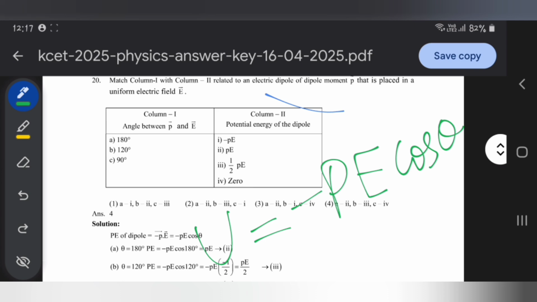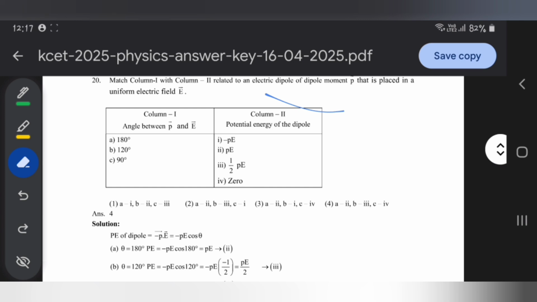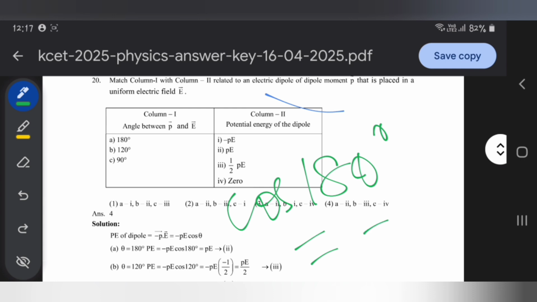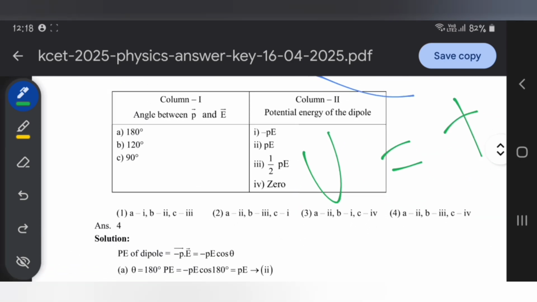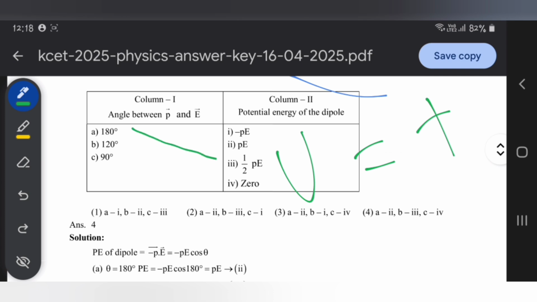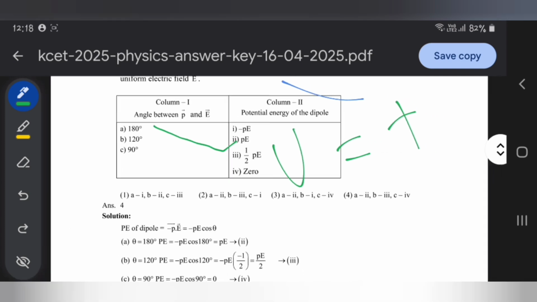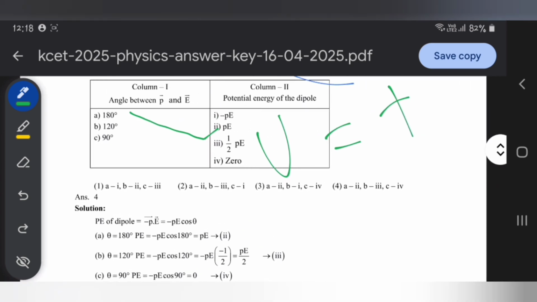Why? Because of 180 degrees. What is the answer for cos 180 degrees? Cos 180 degrees is minus 1, correct? So already in the answer you have U equal to minus something. Now minus into minus will give you plus, so the answer should be plus PE. Plus PE means A should be 2. Search for A equals 2. So you can cancel option number 1.